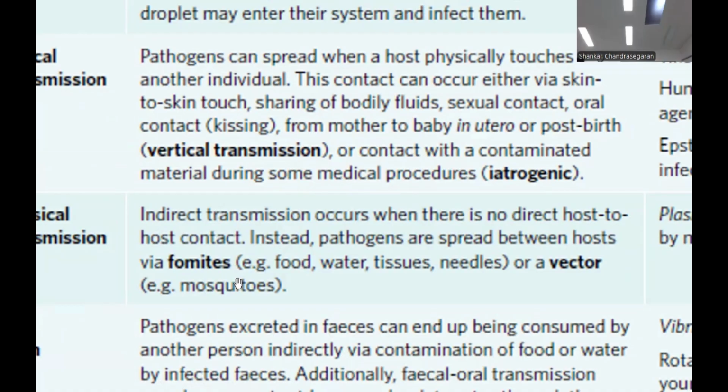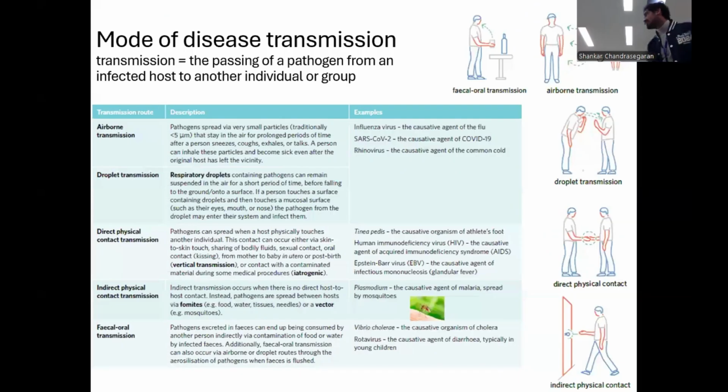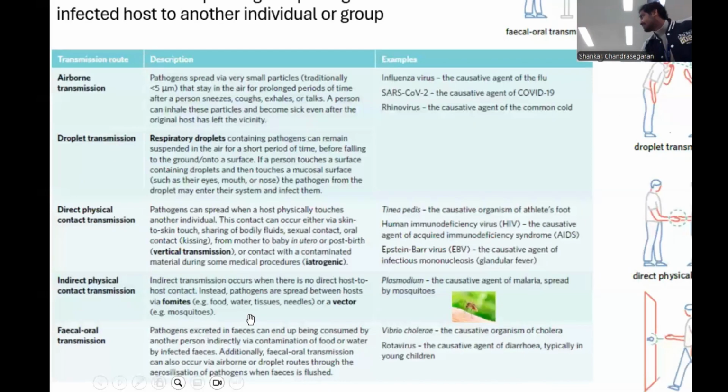This can also happen through vectors as well, where you think of a mosquito. The mosquito comes and lands on the host. It sucks the blood, but it's also getting exposed to the pathogen, right? It's carrying that pathogen and then flying to another person, landing on them, injecting their blood, and also transmitting the pathogen while it's at it. That is also an example of indirect physical contact, because it's still coming from the host and there's no contact between the host and us, but we still get that pathogen from the host.